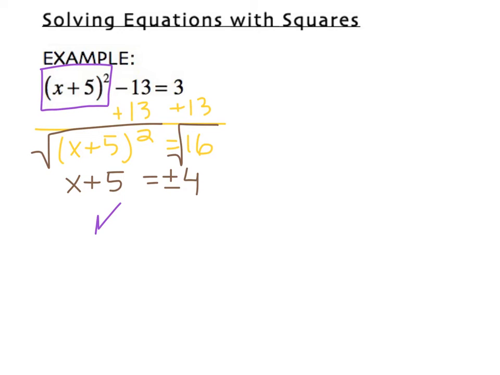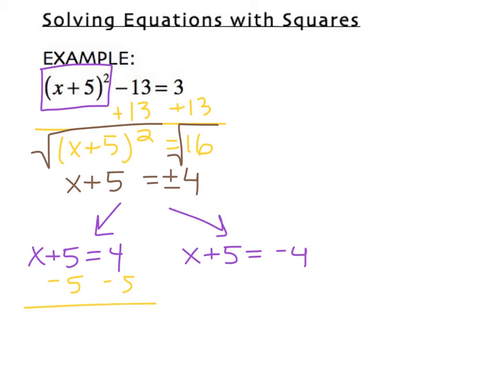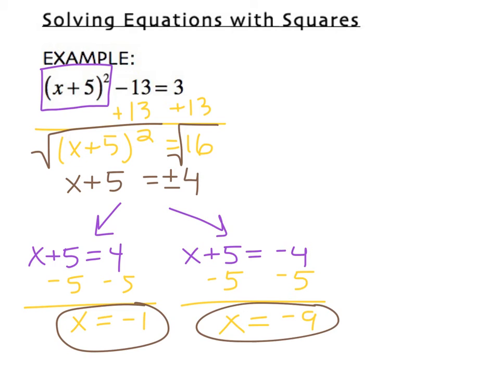So now that leaves us with two separate equations to solve, because x plus 5 could be 4, or x plus 5 could be negative 4. And then these are easy to solve. We'll just subtract 5 on both sides. And over here, we can see that x is equal to negative 1. Subtracting 5 on both sides over here, we can see that x is equal to negative 9. So we have two solutions to this problem. x equals negative 1 and x equals negative 9.